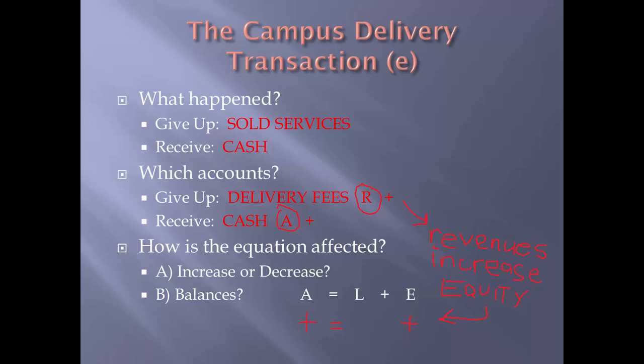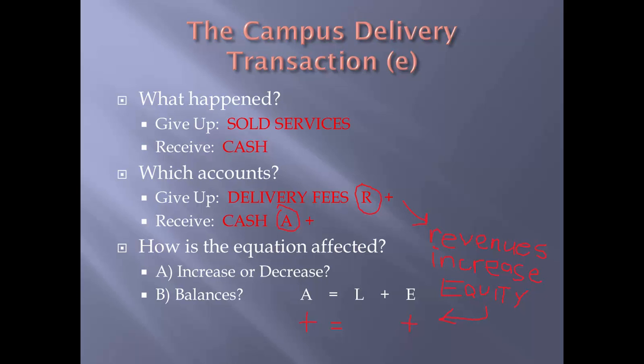But of course, we like to use our keywords. So instead of saying perform the services is what we give up, we're going to use our keyword that we sold services is what we gave up. Which accounts are we going to use? We're going to go back to our chart of accounts, and under cash, we have an account called cash. That's an asset. The business owns the cash, which is in our checking account.